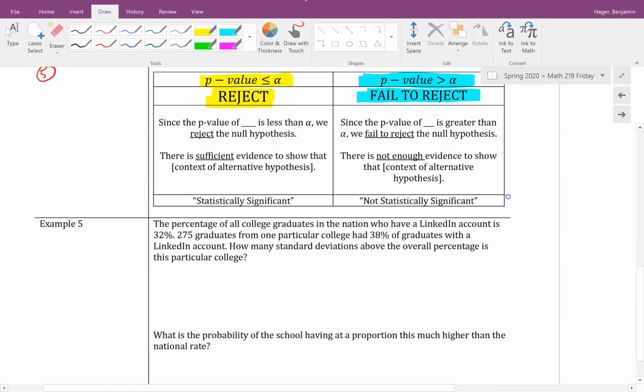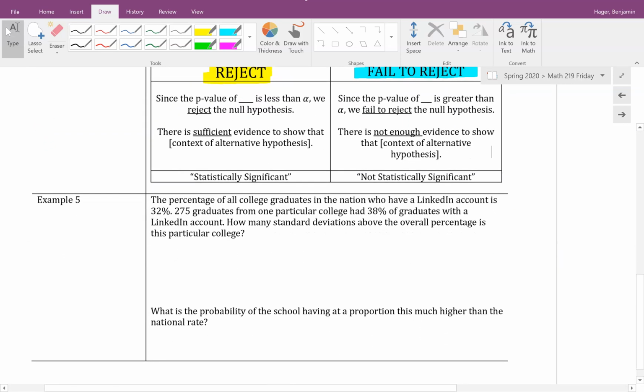Let us do, I think, is this asking us to do a full-blown hypothesis test or just pieces of it? Let's see. It says the percentage of all college graduates in the nation who have LinkedIn accounts is 32%. 275 graduates from one particular college had 38% of its graduates with a LinkedIn account. How many standard deviations above the overall percentage is the particular college, and what is the probability? Okay, so they're actually just having us find the test statistic and the p-value. They're not having us do a full-blown test yet, so we're really just doing step 4 here.